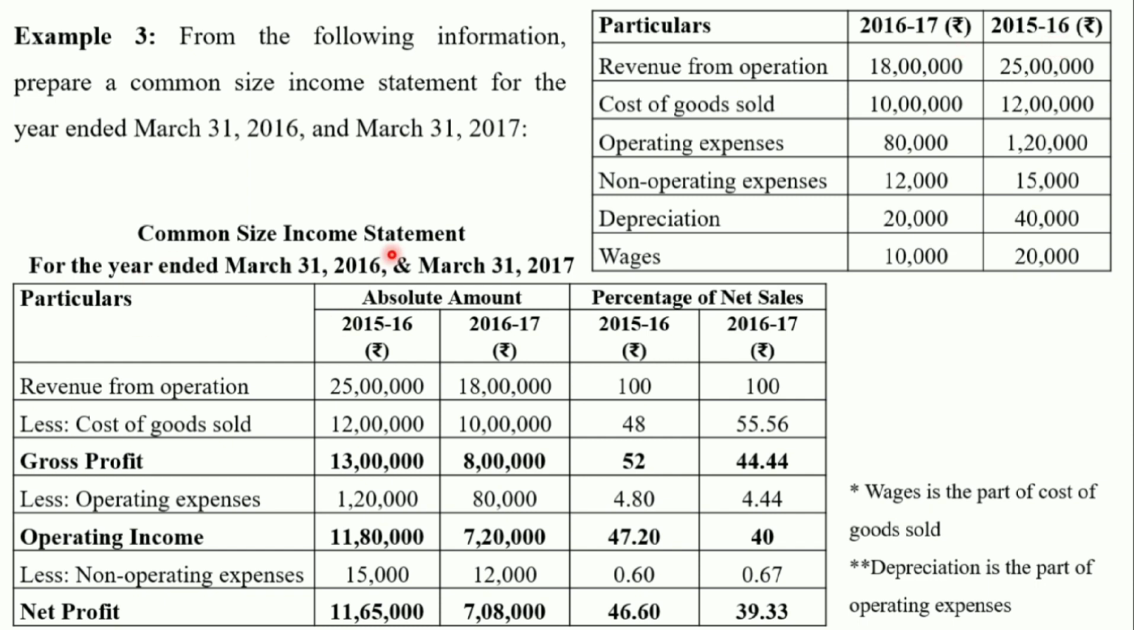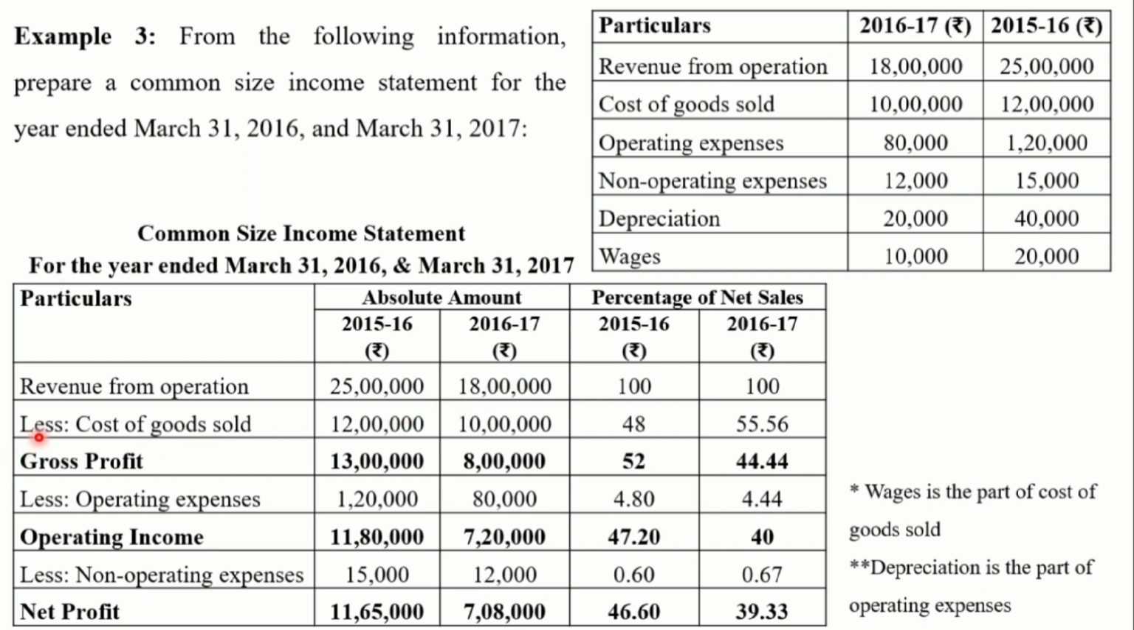While preparing the common size statement, we have to first of all write down the previous year and then we have to write down the current year. That's why here I have written 2015-16 and 2016-17. Now revenue from operations as it is, which is given in the problem, that is 25 lakhs and 18 lakh.